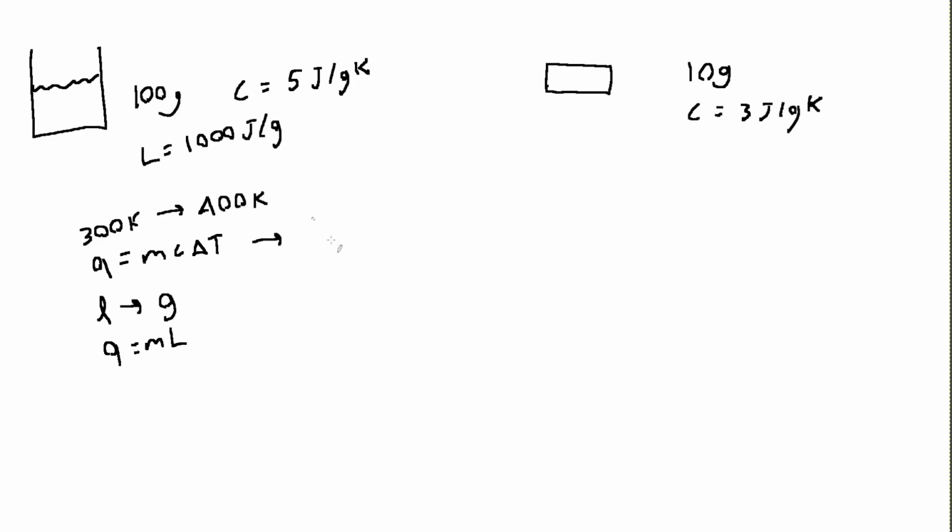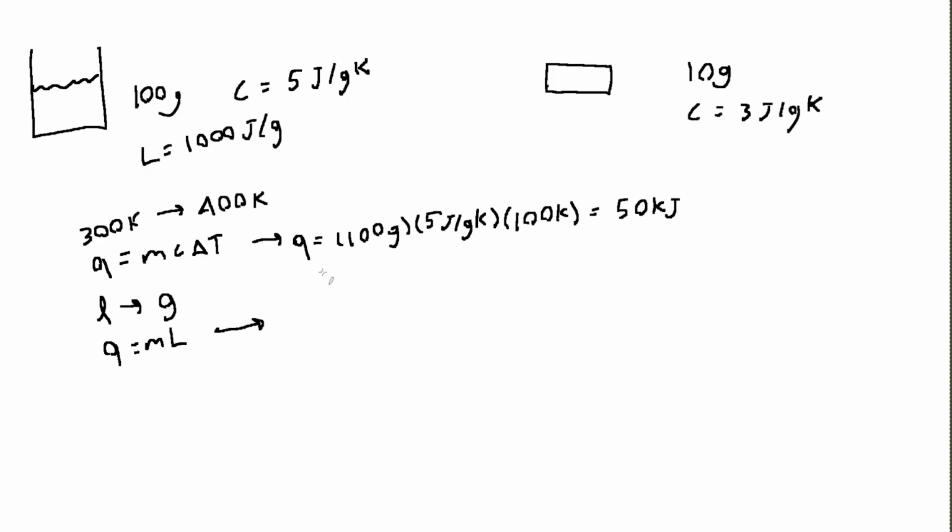So let's plug in our numbers. Well, what's M? M is 100 grams, pretty easy. Q equals, what is our C? Well, we're given, it's 5 joules per gram Kelvin. And then what's our change in temperature? We're going from 300 Kelvin to 400 Kelvin, so it's 100 Kelvin. Multiplying this all out is 50,000 joules, 50 kilojoules.